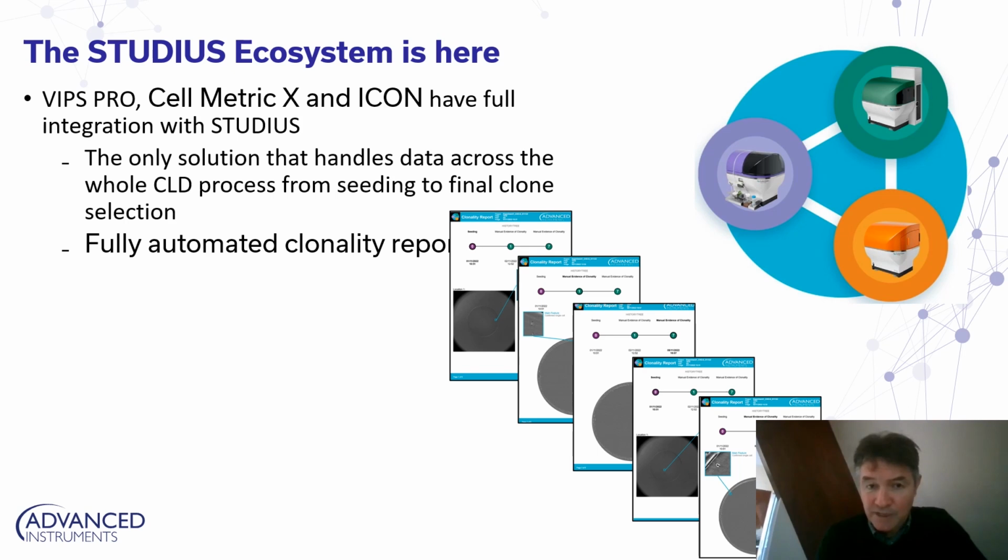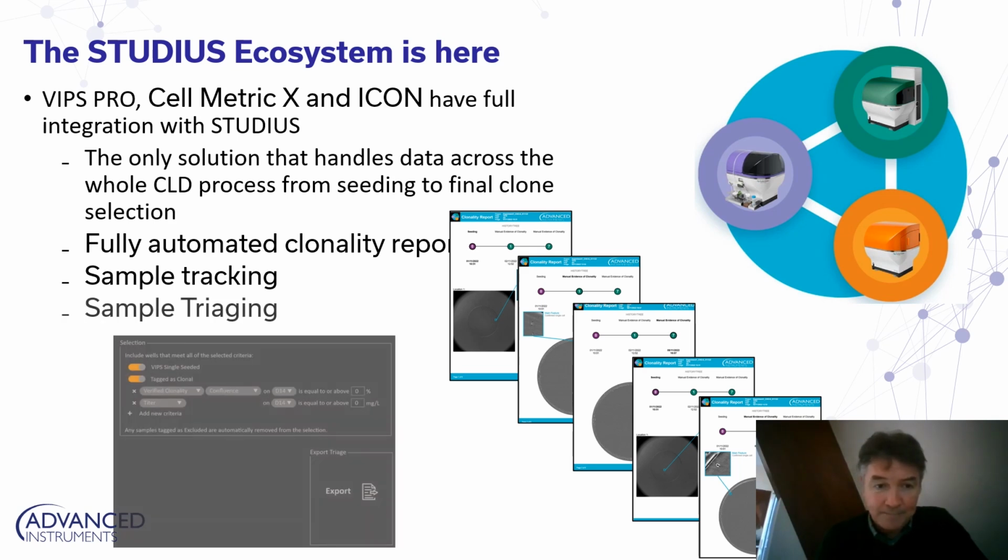This also delivers a fully automated clonality report and allows samples to be tracked all the way from seeding to final selection and master cell banking. Also, this allows us to triage samples. Because all of the data is held in one place, at the click of a button, we can triage samples based on, for example, clonality from the Cellmetric X, or single cell droplet data from the VIPS Pro.